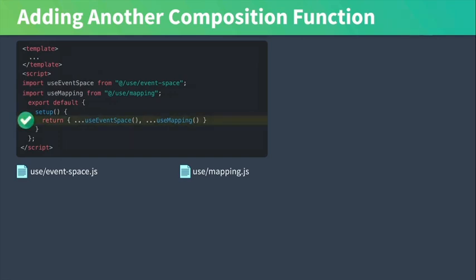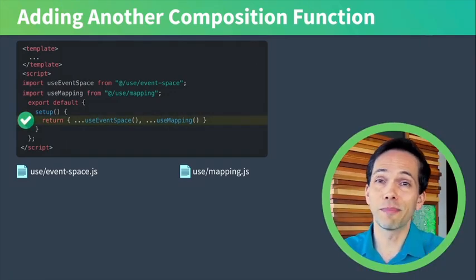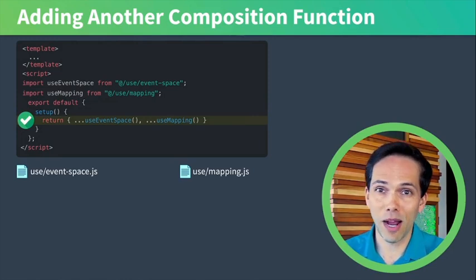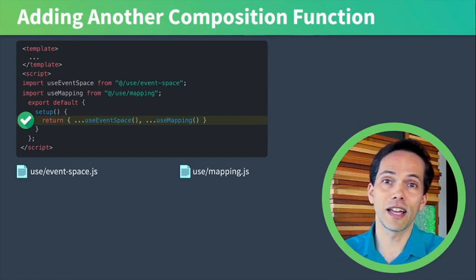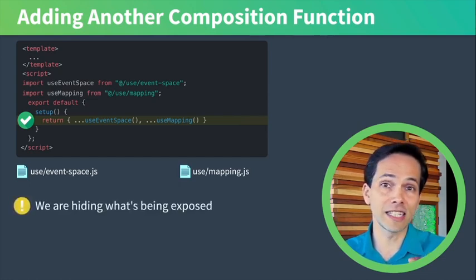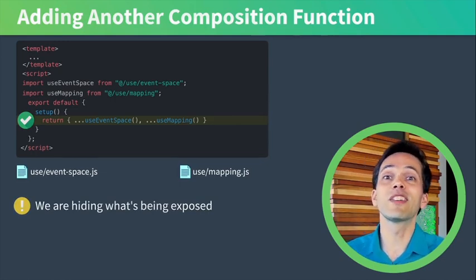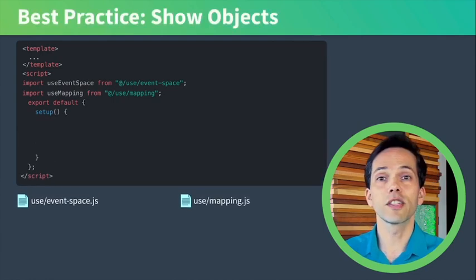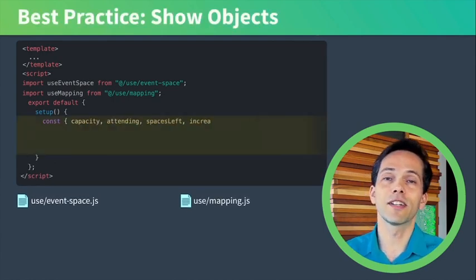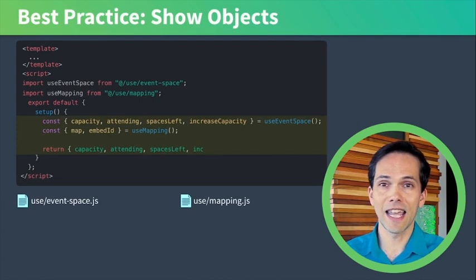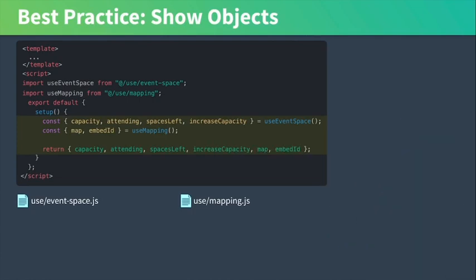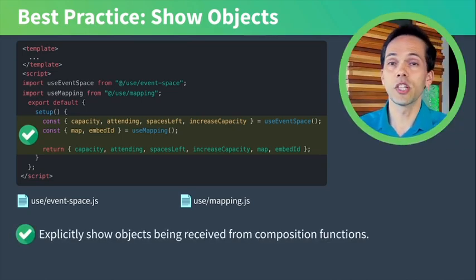Our solution is pretty efficient, but by coding this way, we've introduced a problem. It's not clear by looking at this file which objects are being injected by which composition function. This was one of the problems we previously had with mixins. To solve this, we can create local objects for the data that our composition functions are sending in, and then use those in the return object. Now it's explicit which objects are coming from which composition function, and this is a Vue 3 best practice.